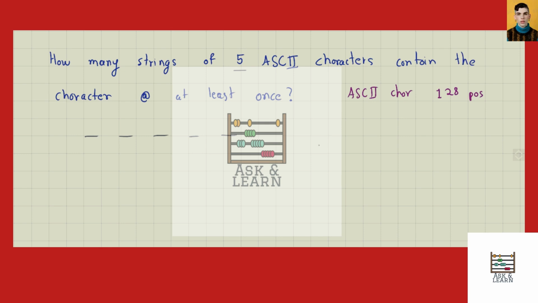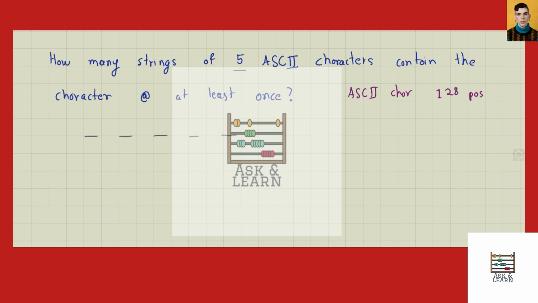So that means that we need to count the strings that contain the character one time, then 2 times, then 3 times, then 4 times, then 5 times. Okay, because it's at least once. But this is too much, you need to spend a lot of calculations there.